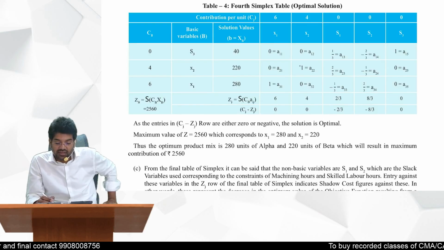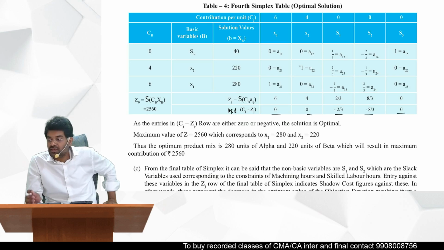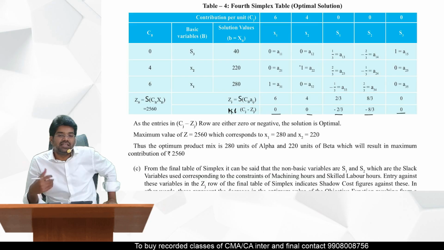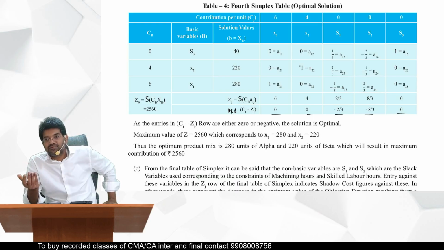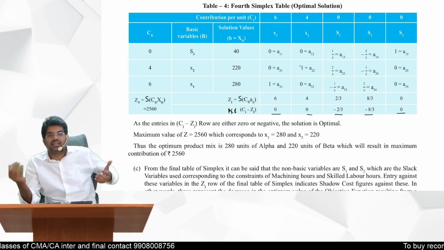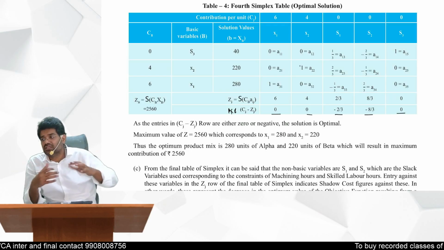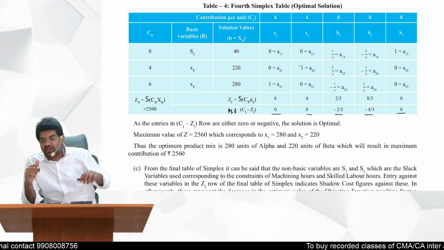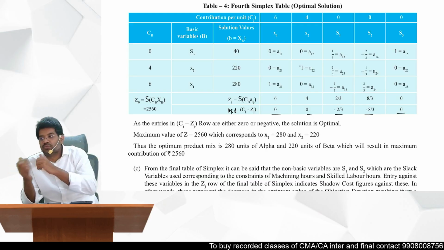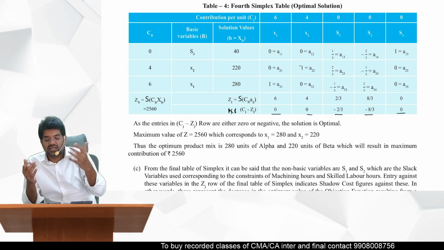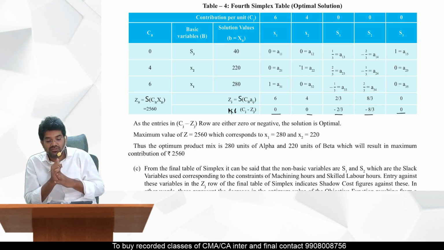Here you can see all the NER values: 0, 0, minus 2 by 3, minus 8 by 3, 0. So either 0 or negative. What does that indicate? Even if you introduce extra units, the profit will be either 0 or negative. If it is 0, that means 0 profit. If it is negative, you will get negative profit. No one wants negative profit. So that is the optimal solution. Even if it is 0, if you introduce one extra unit of that variable, you will get 0 profit. So there is no point in introducing other variables. That is the optimal solution.